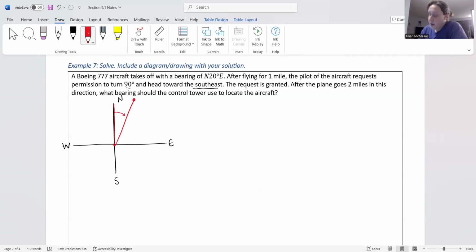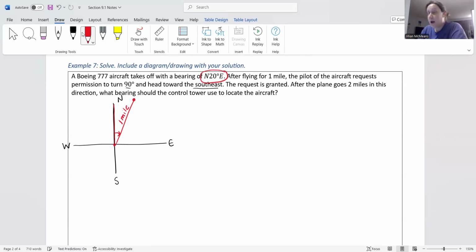Okay. Now we know that this angle, let me scoot it down just a little bit so I have plenty of room, we know this angle measure was 20 degrees because we were told that the bearing at takeoff was north 20 degrees east, which means they were traveling 20 degrees east of north. Okay. And they did this for 1 mile.